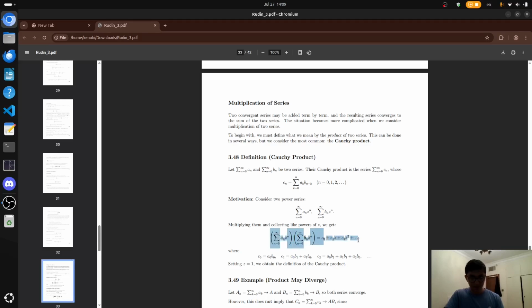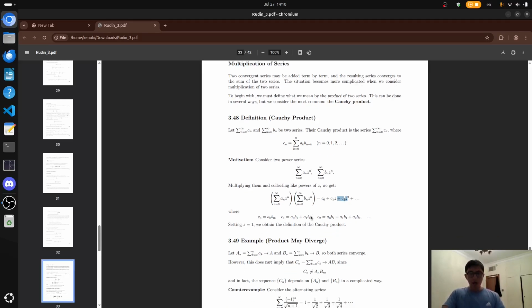If the series are infinite, then of course 2n and n won't make any difference, because 2 times infinity will give you infinity. You're going to get that their infinite sum is going to be the same thing as an infinite Cauchy product.